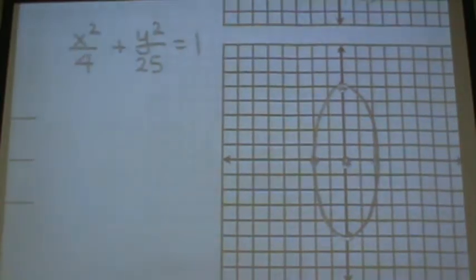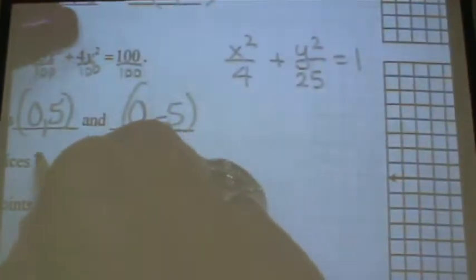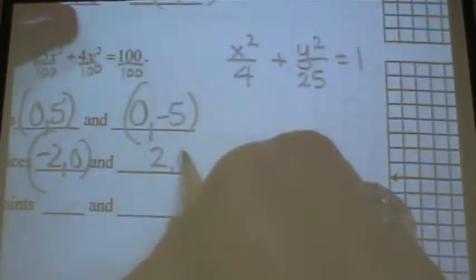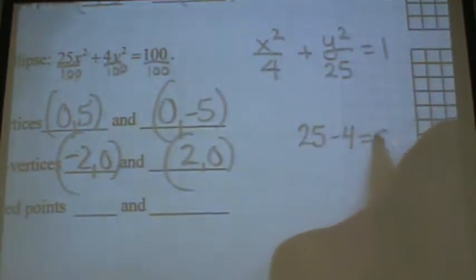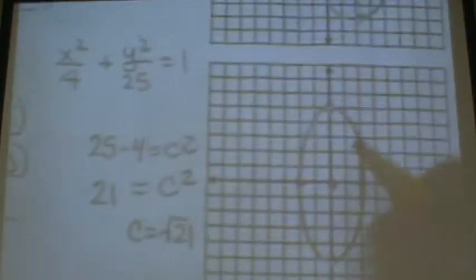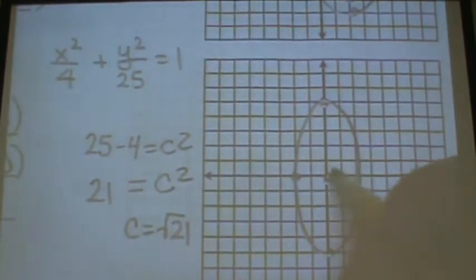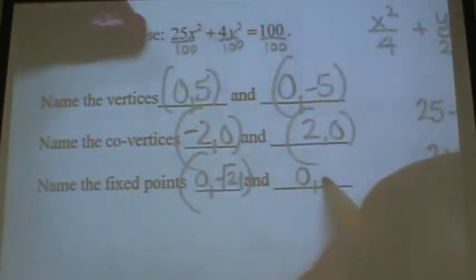Just like that. So let's name everything. Your vertices are 0, 5 and 0, -5. Your co-vertices are -2, 0 and 2, 0. And your fixed points, you're going to take these two and subtract them. So C squared is 21, so C is root 21. You're going to go root 21 above and below this. So 0, root 21 and 0, -root 21 are your fixed points.